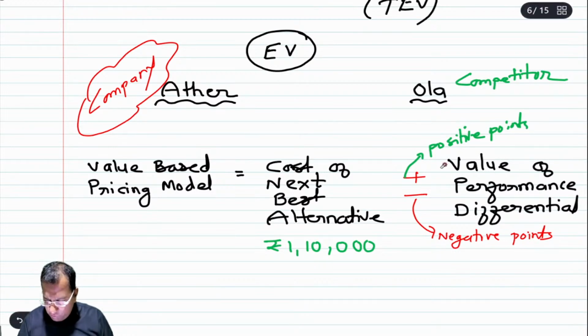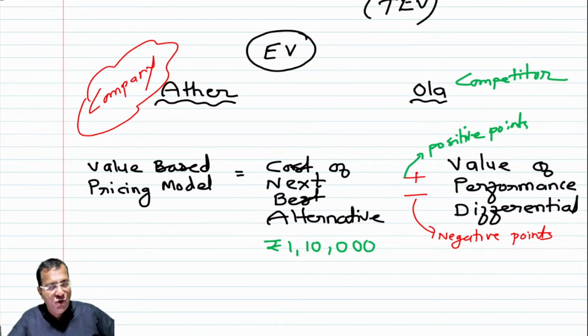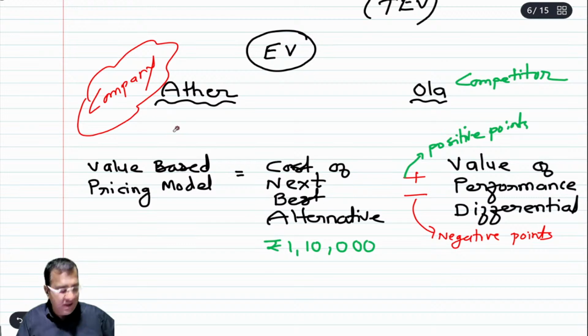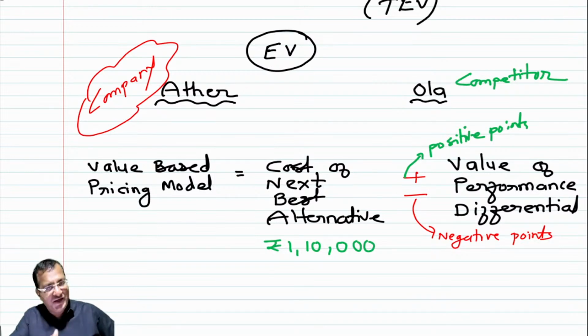So suppose the positive points are I am using more metals in the form of aluminum or steel in my electric vehicle, while the competitor Ola is having partial plastic, high quality plastic, and the remaining body is steel or aluminum. So I have the advantage that my product is much better in respect of the material I am using, because I am using more steel as compared to my competitor's product, and that will give durability in this Indian environment.